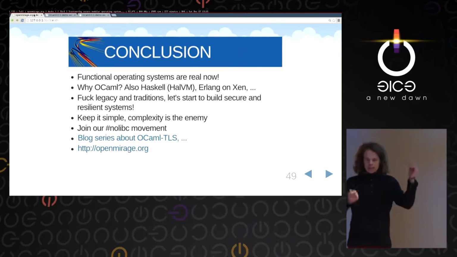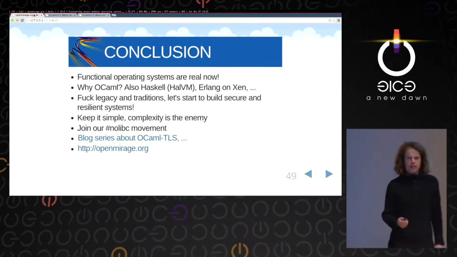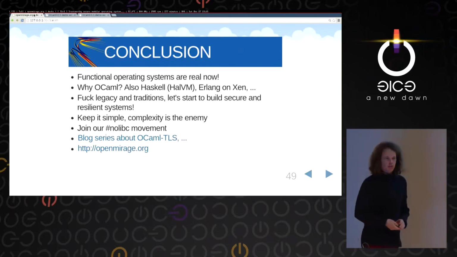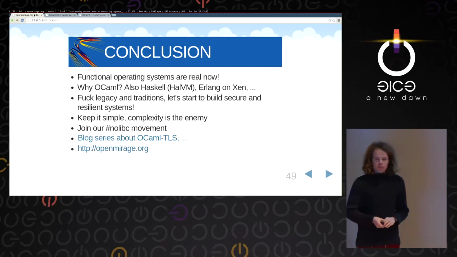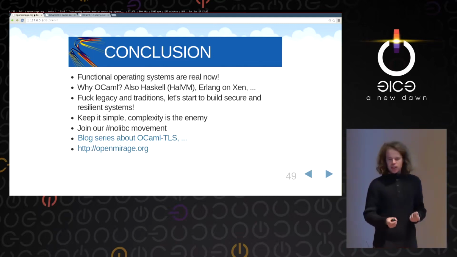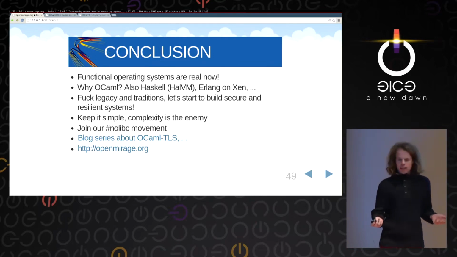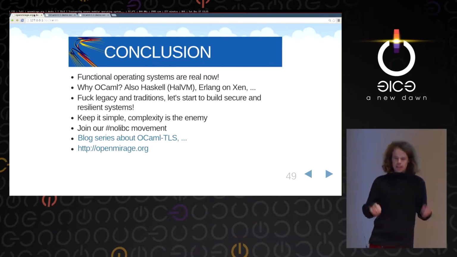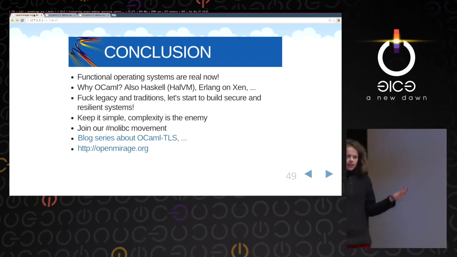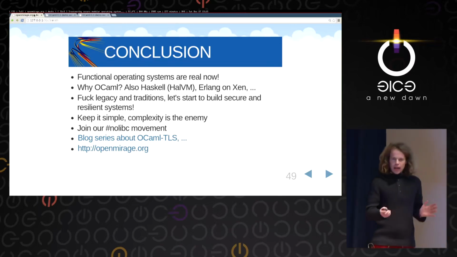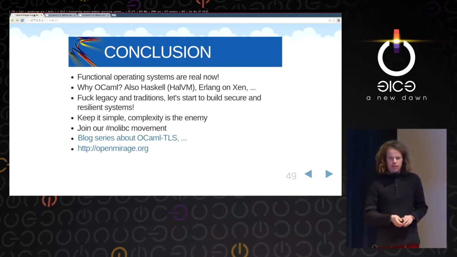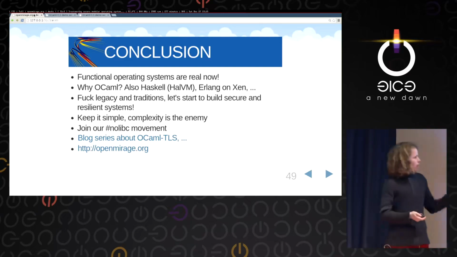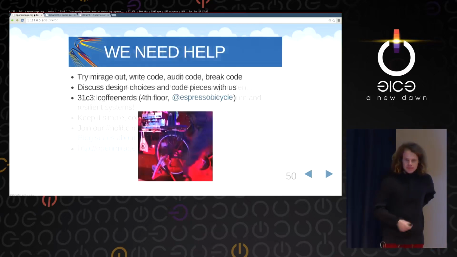And I believe, forget legacy and traditions, let's start to build secure and resilient systems. In Germany, we managed to phase out nuclear energy by 2022 or so. And that's also 70s technology. That's similar to Unix. Let's phase out Unix as well. Let's keep it simple, complexity is always the enemy. Just remove the layers of abstraction which we don't need any longer, and join our no libc movement.